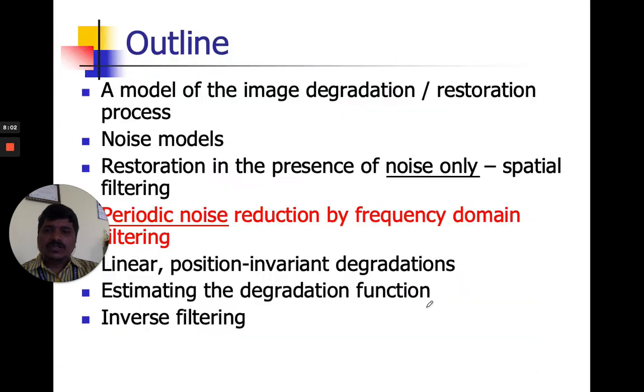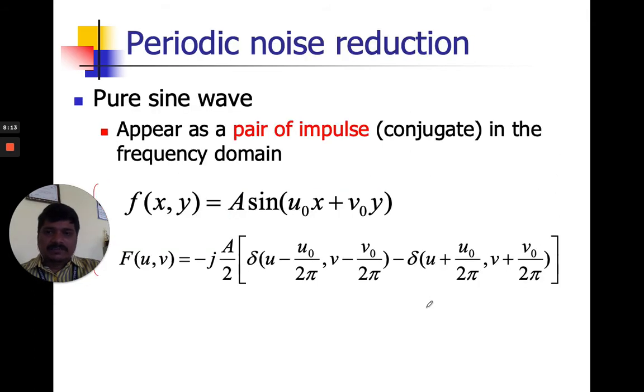Next we will move on to periodic noise reduction by frequency domain filters. Okay, the next topic is periodic noise reduction by frequency domain filters. Periodic noise is completely based on a sinusoidal wave. Basically, a pure sine wave appears as a pair of impulses. So this periodic noise is a pair of impulses in the frequency domain.